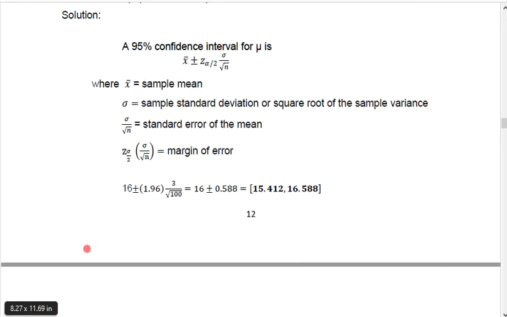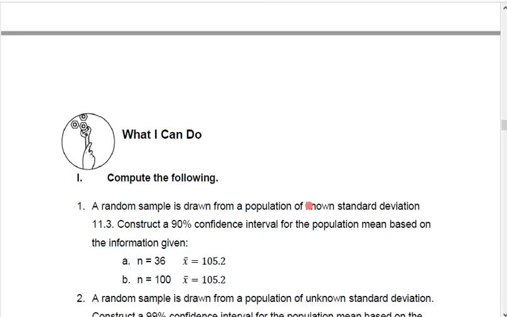So let us have this formula, substitute the given. We have here 16 as our sample mean. We have the z value of 1.96 dahil ang ating confidence level ay 95%. Okay, we have here the standard deviation of 3 and the sample size of 100. So that would be 15.412 to 16.588. So that is our confidence interval. Okay, that's it.